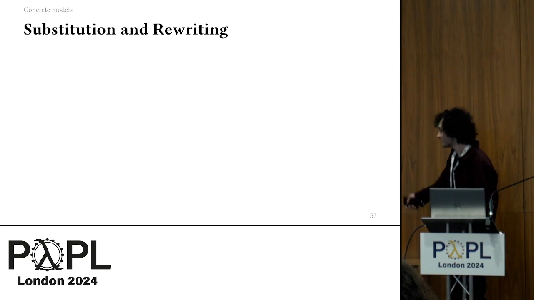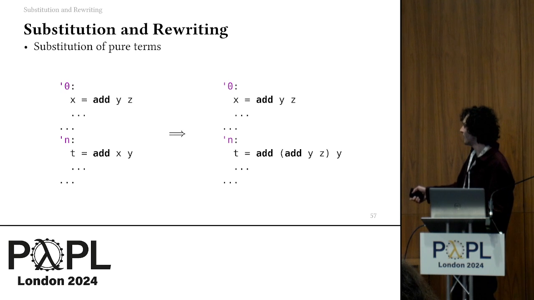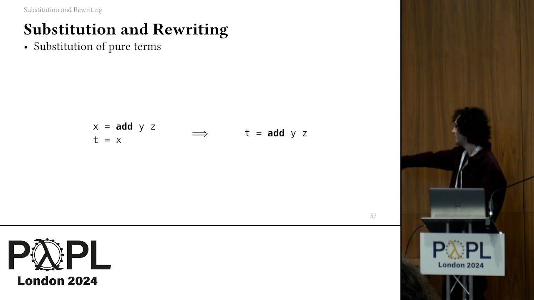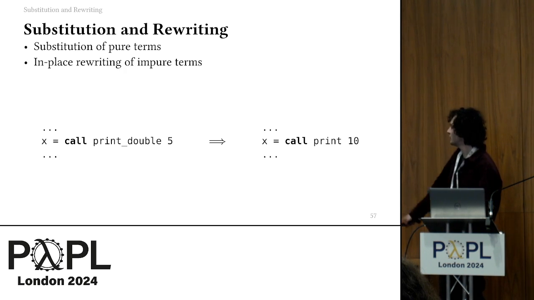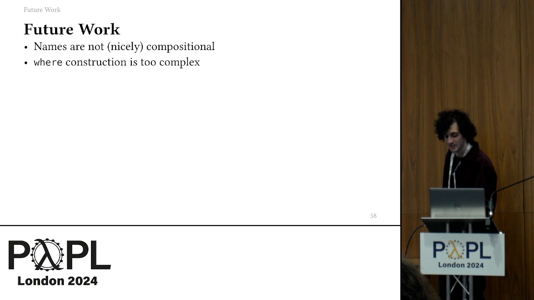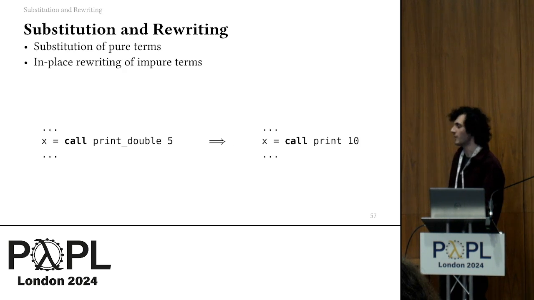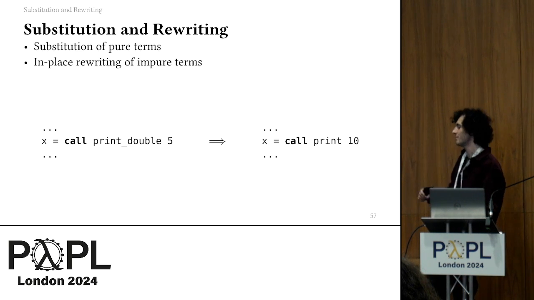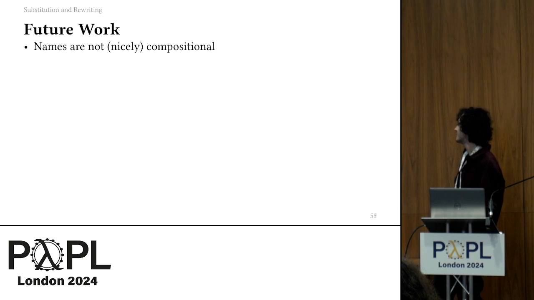So yes. What's the point of doing all this is that we can do things like substitution of pure terms. And we can do in-place rewriting of impure terms, as well as other kinds of control flow optimizations, and we can justify them all categorically. So that means that if I want to develop a model for my SSA, and I want to make sure my optimizations work on it, I have this clear categorical API that my model needs to implement. And as long as it implements that API, we're good. The optimizations are valid.